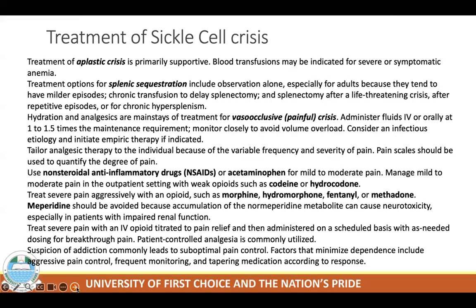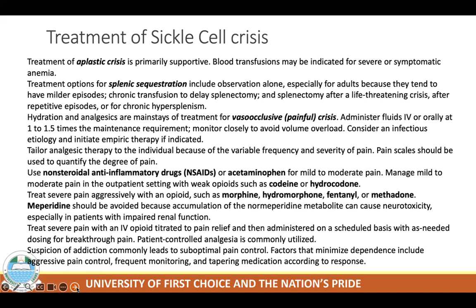Now, we talked about one of the complications, aplastic crisis, right? Treatment is primarily supportive. You can give blood transfusion for severe or symptomatic anemia. Now, for splenic sequestration, it's observation, especially for adults because they have milder episodes.